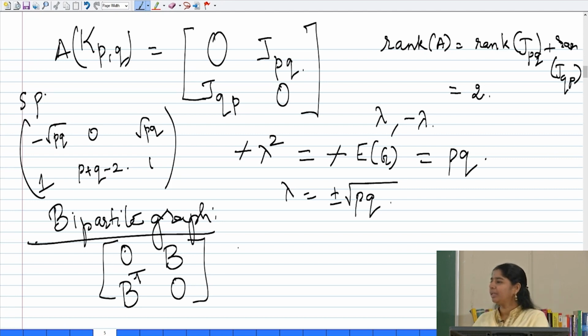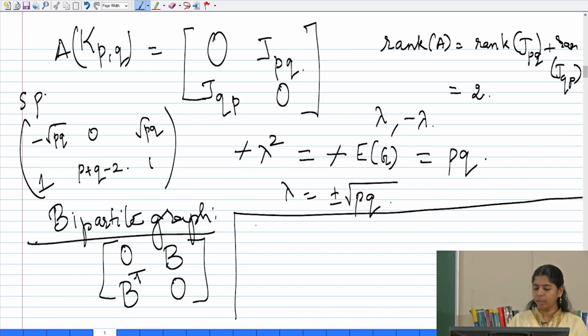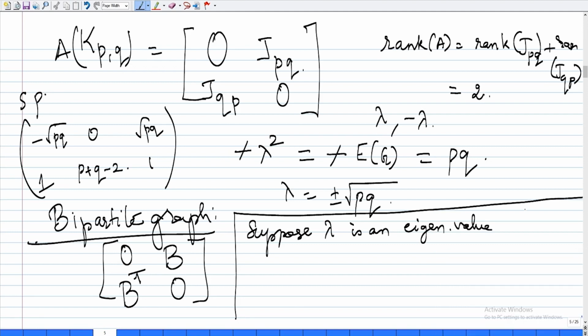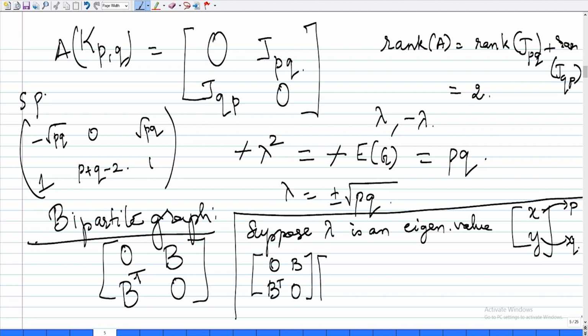So, the rank need not be 2 here, but whatever the rank is, it is going to be even, because as we will see now, if lambda is an eigenvalue, then minus lambda will also be an eigenvalue. So let me go into the proof. Suppose lambda is an eigenvalue, and say we have an eigenvector, let me write it as xy, where x is of order p and y is of order q. So x corresponds to the first block. If I write it this way, the matrix 0, B, B transpose, 0 times xy would be equal to lambda times xy. By my representation, if lambda is an eigenvalue, this should be true.